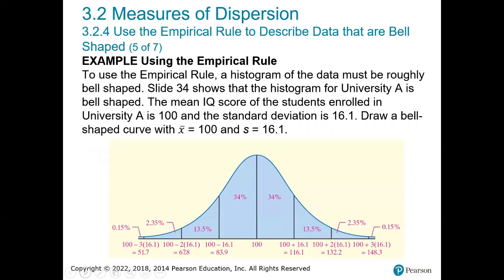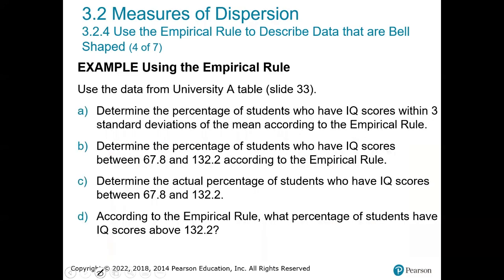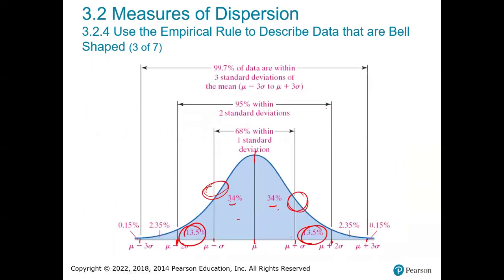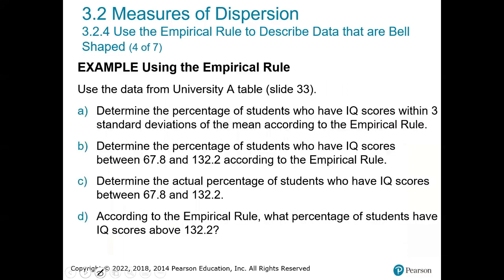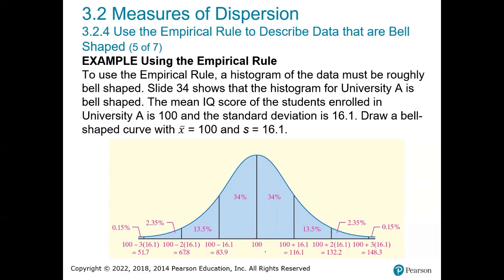The first thing you are going to do, if it says you can use the empirical rule, is draw the normal curve histogram, however you want to call it, like I did back here. Put the mean in the middle, and we're going to go three ticks up and three ticks back. So the mean is 100. My standard deviation is 16.1. So I'm going to add 16.1 to get 116.1. I add 16.1 again, that takes me to 132.2. I add 16.1 a third time, that gets me to 148.3.